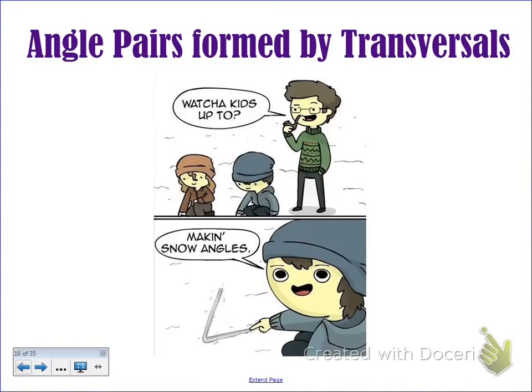Hello, welcome to today's lesson. Today we're going to continue with our angle pairs and look specifically at angle pairs formed by what we call transversals.